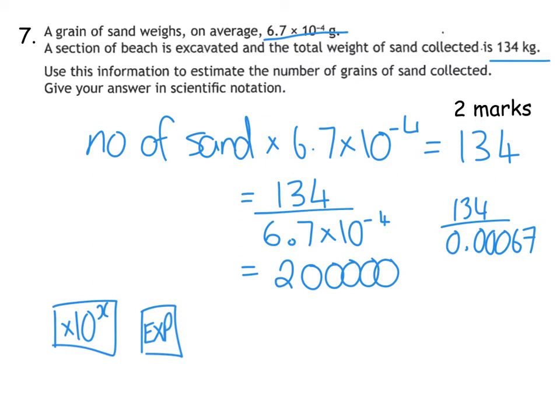Now I'm just going to check the question. It wants it answered back into scientific notation. So this will be 2 times 10 to the power 5, numbers after the 2, so it'll be that.